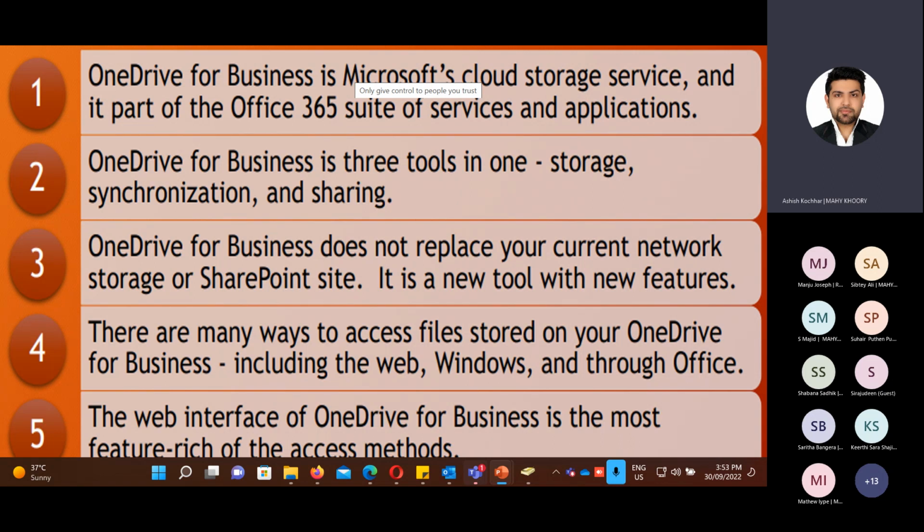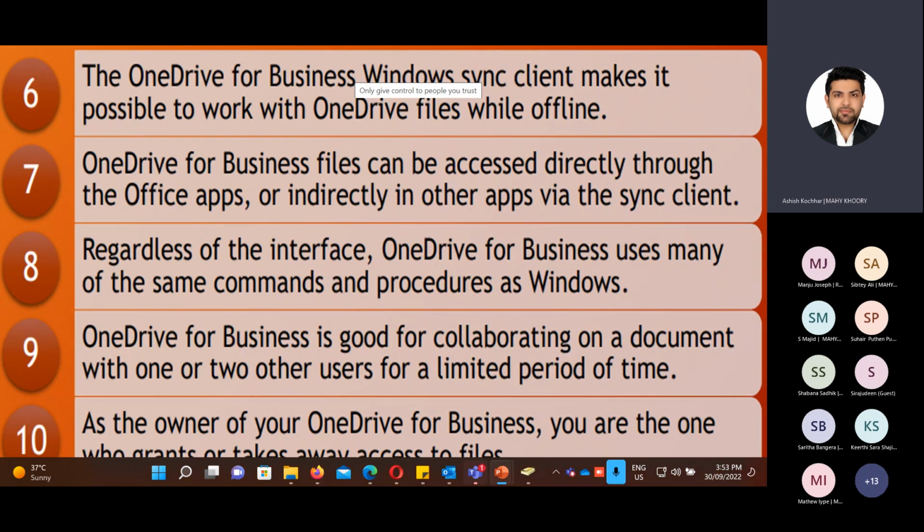There are many ways to access your files stored on your OneDrive for Business, including the web, Windows, and through Office, as I've shown you multiple ways of opening OneDrive. Then the fifth one is the web interface of OneDrive for Business is the most feature rich of the access methods, because it is the latest one, so it has multiple features. The sixth one is the OneDrive for Business Windows Sync client makes it possible for you to work with OneDrive files when offline. If you have already enabled the sync, then for the files you have already uploaded, you can directly work without internet as well.